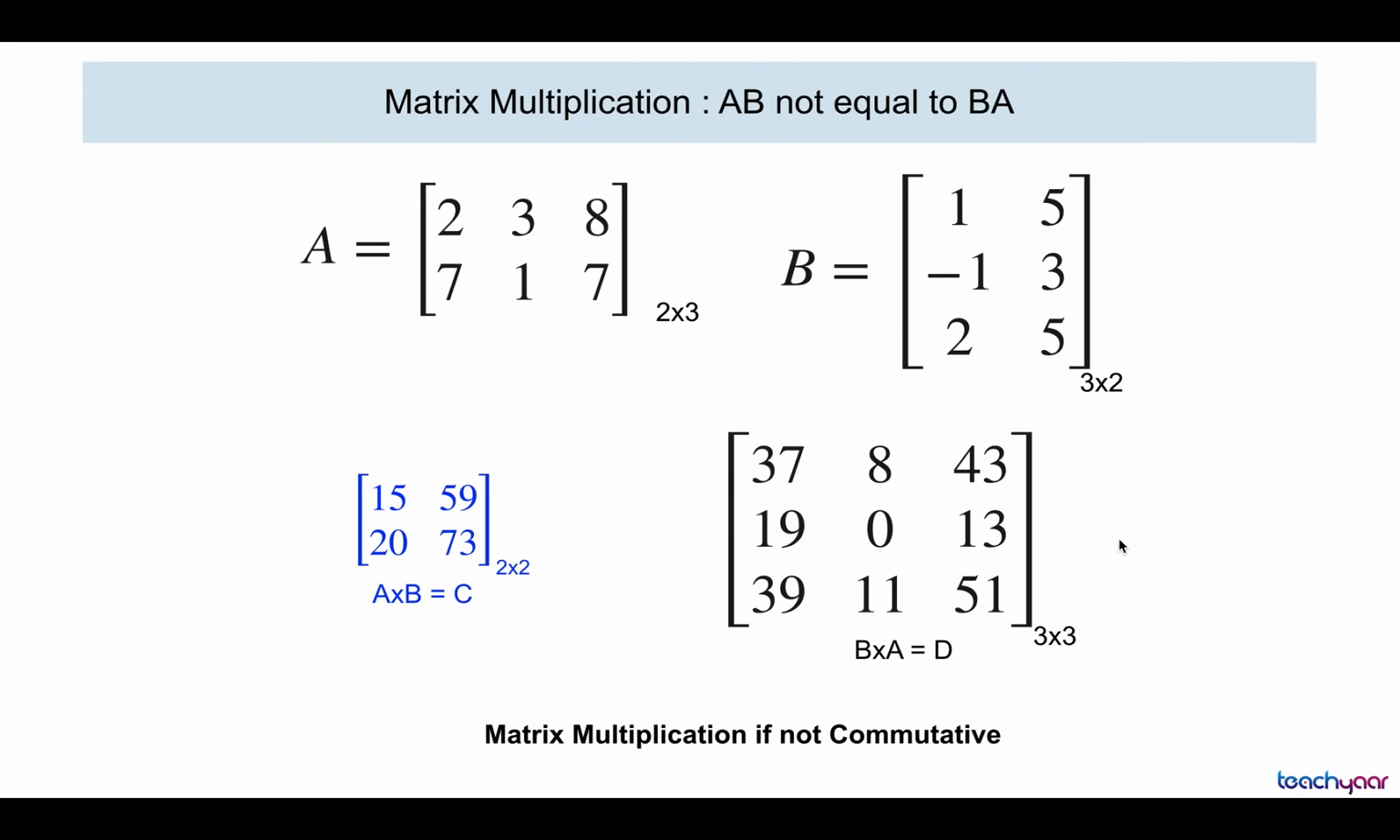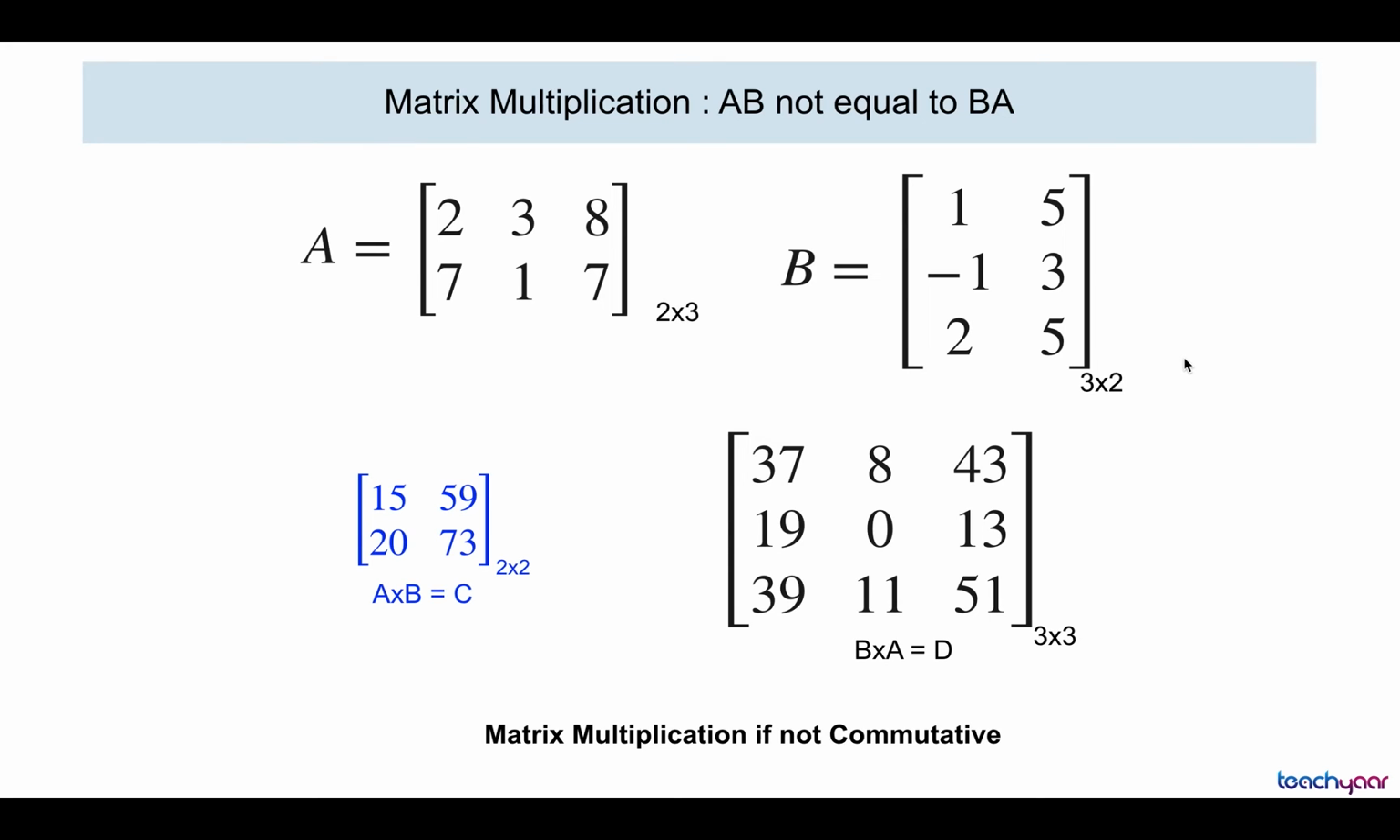What if B was a 5 by 2 matrix? If it was a 5 by 2 matrix, then AB is not defined. But BA would be defined, because if it's a 5 by 2 and a 2 by 3, the 2 and 2 would match, so you can get a 5 by 3 matrix. But multiplying AB would not work, assuming B was a 5 by 2 matrix.